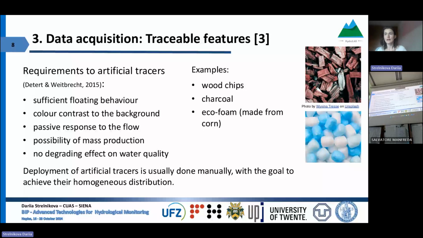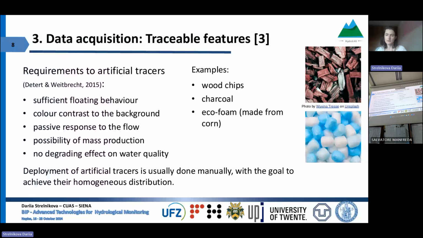and not to introduce their own behavior. Then they need to be produced in mass, because if these are expensive tracers in limited quantity, in most cases we cannot really cover the whole width of the river, and they cannot produce sufficient information for us to apply image velocimetry methods. And of course, since we're dealing with the environment, the tracers must be safe for the environment, so no degrading effect on water quality has to be associated with those tracers.